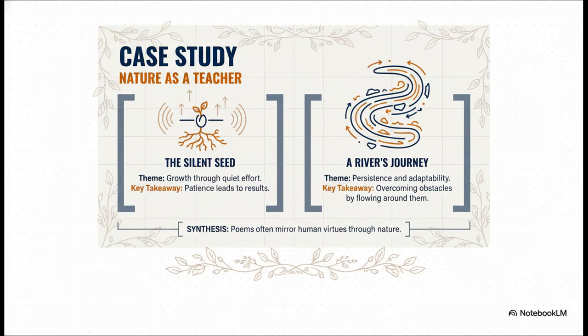You know, poets often use nature to teach us lessons. For example, a poem about a silent seed could teach us about patience, and one about a river's journey could teach us about persistence. So the main takeaway here is that nature is very often used as a mirror for good human qualities.